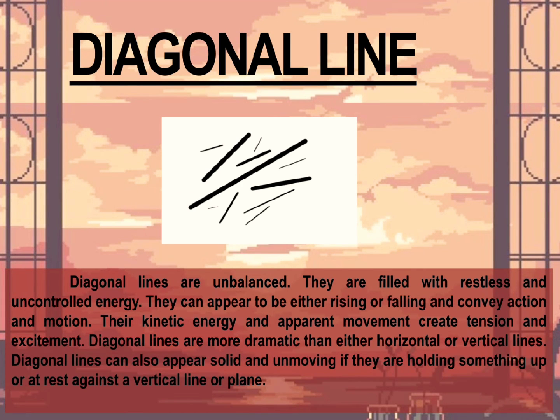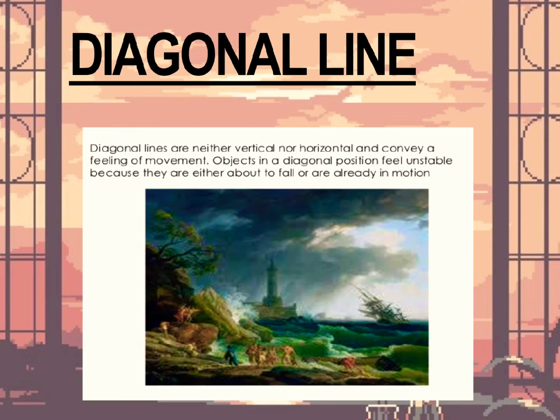Diagonal lines are unbalanced. They are filled with restless and uncontrolled energy. Their kinetic energy and apparent movement create tension and excitement. Diagonal lines are more dramatic than either horizontal or vertical lines. Objects in a diagonal position feel unstable because they are either about to fall or they are already in motion.